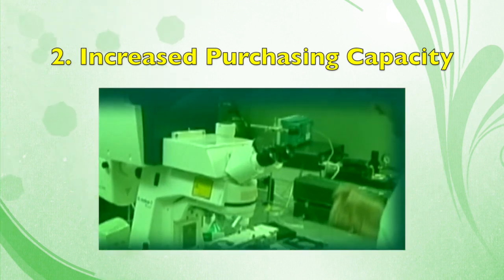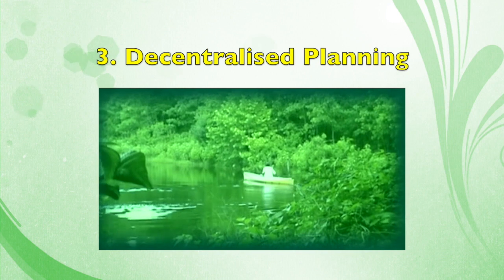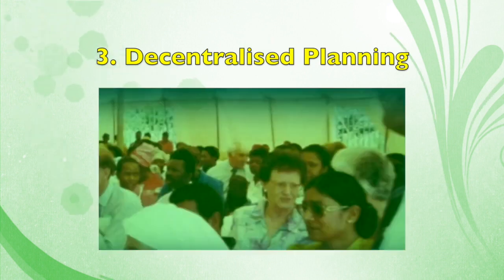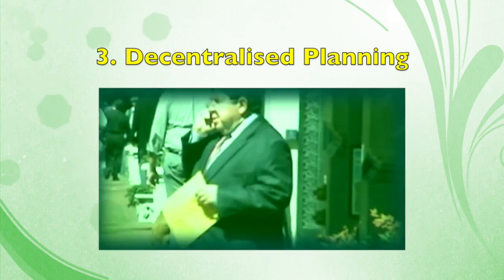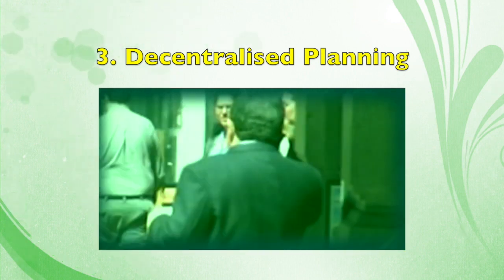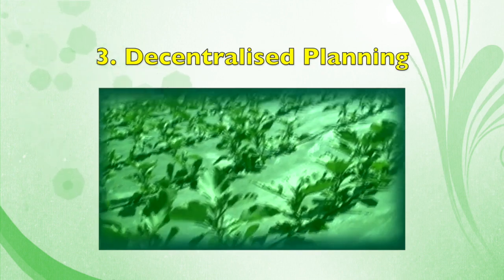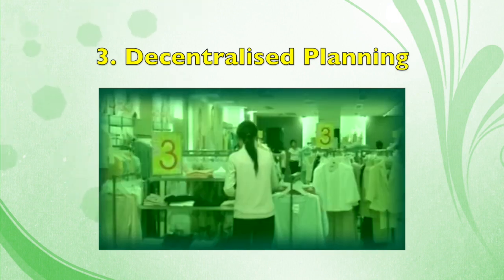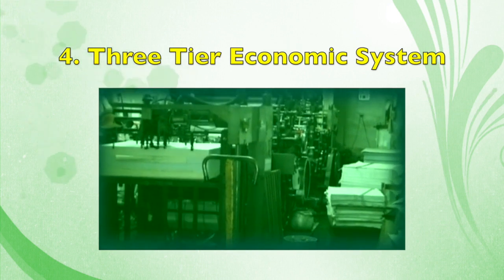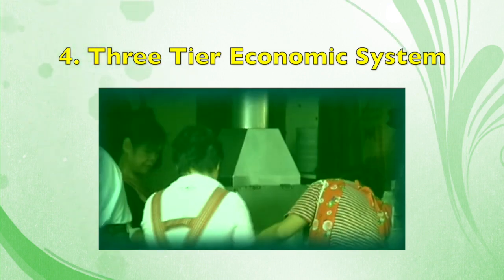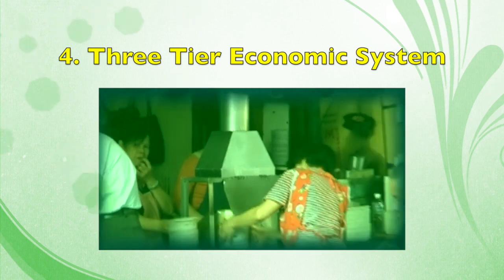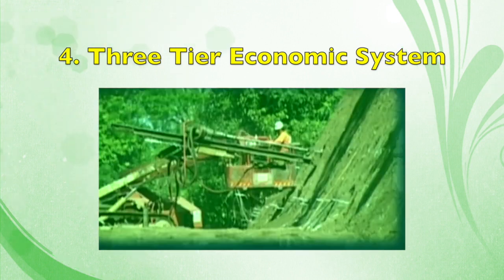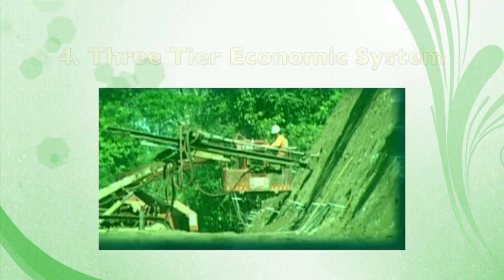3. Decentralized planning assures the decisions for the local economy are made locally and not by bureaucrats or politicians who don't have strong ties to the area. A balanced economy will be part of this planning so that agriculture, industry, and white-collar work are appropriately developed. 4. Prout advocates a three-tier economic system. This is made up of privately owned small business, cooperatively owned medium to large business, and government-run large industries.